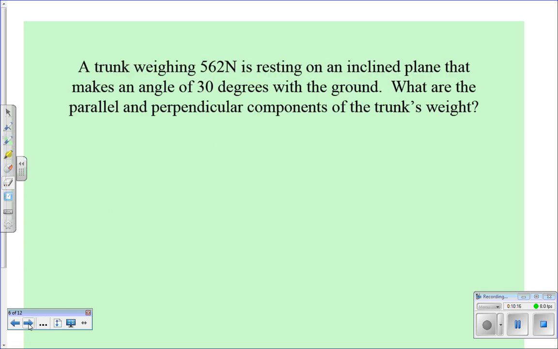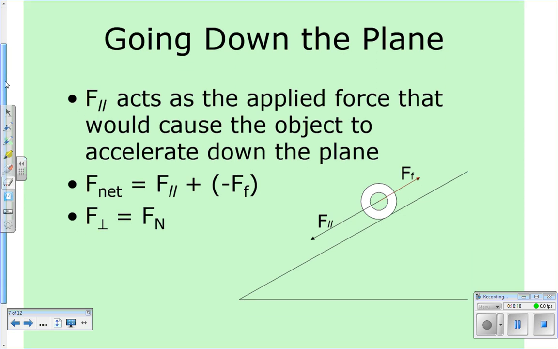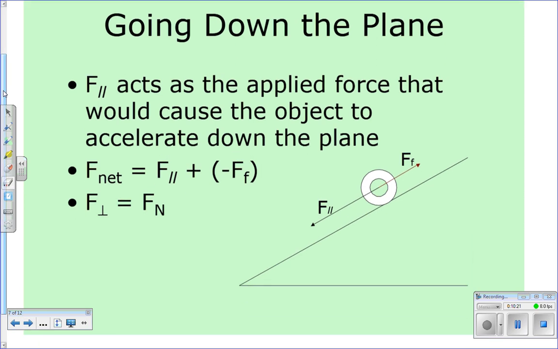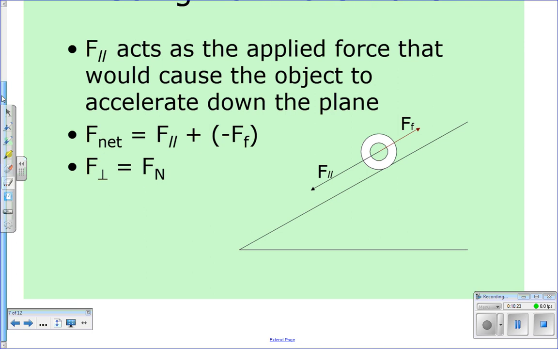So we'll go ahead and save the problems for class time. We've got to look at two situations. An object can be sliding down an inclined plane, and in that case, the force that's acting down the inclined plane is the parallel component of the object's weight. That's the force that causes it to accelerate down the plane. Or, if it's just equal to the force of friction, it'll slide down the plane with a constant velocity.